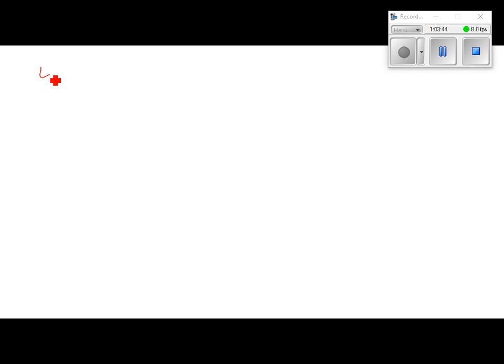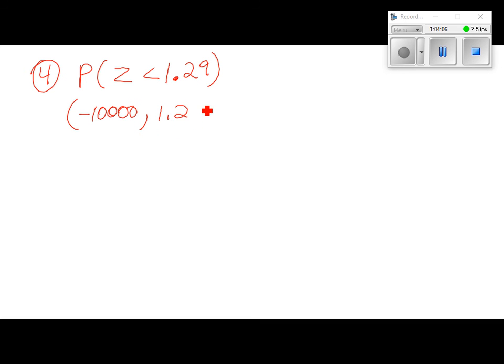Number 4, last one real quick. Same idea on this one. Find the probability that Z is less than 1.29. You're still on your Z chart. You want all the stuff less than 1.29, so what's your low limit? Negative 10,000. What's your high limit? 1.29. Somebody punch that in real quick. 0.901.